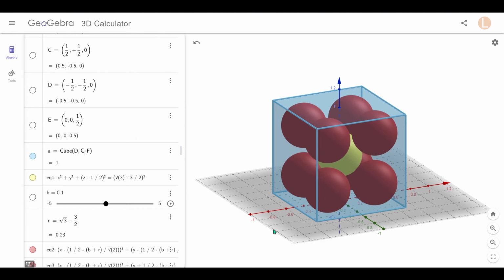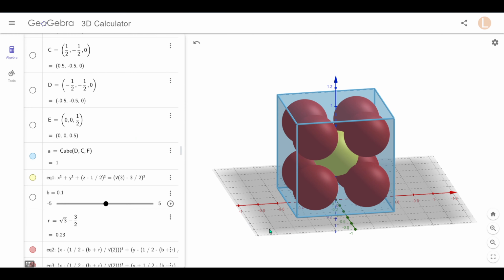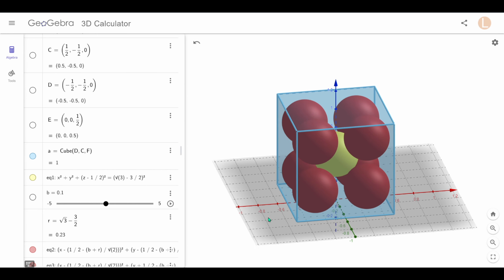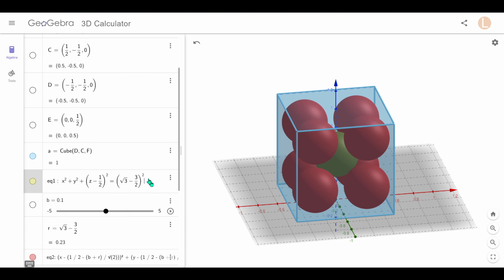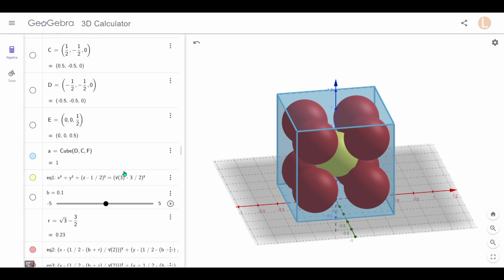Okay, and what about the yellow sphere? Well, the yellow sphere is right in the middle, right in the center of the cube. So its x and y components will be 0 for the center. And then the z component will just be z equals 1/2. So this is the equation of the yellow sphere in the middle.